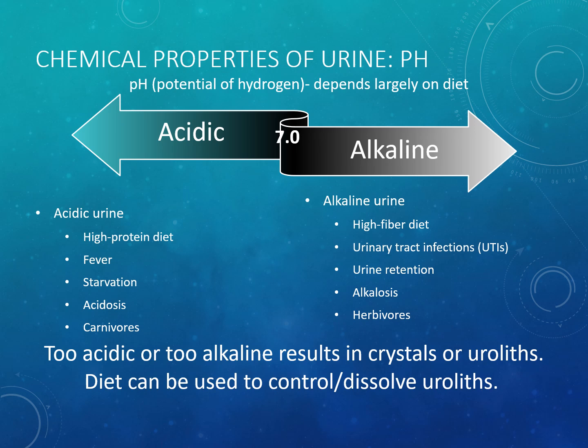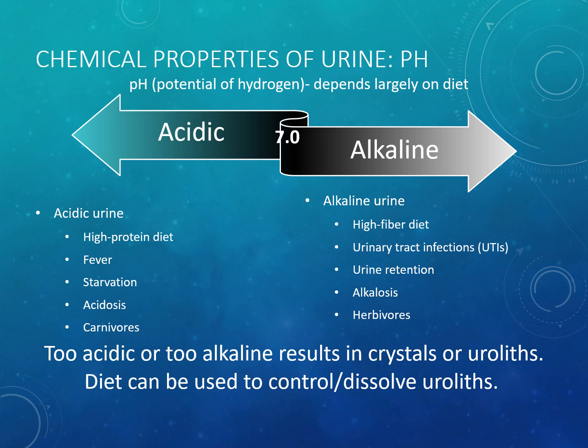Many things can affect the pH. The kidneys are involved in acid-base balance. The pH is affected by diet. It's affected by medications, so anything that is going into the body. Acidic urine usually occurs from a high protein diet, so this is common in carnivores. We can have an acidic urine with fever or starvation or acidosis. Alkaline urine or more basic urine occurs in herbivores, in high fiber diets, and it can also happen with UTIs due to the bacteria, urine retention, and also in a condition called alkalosis.